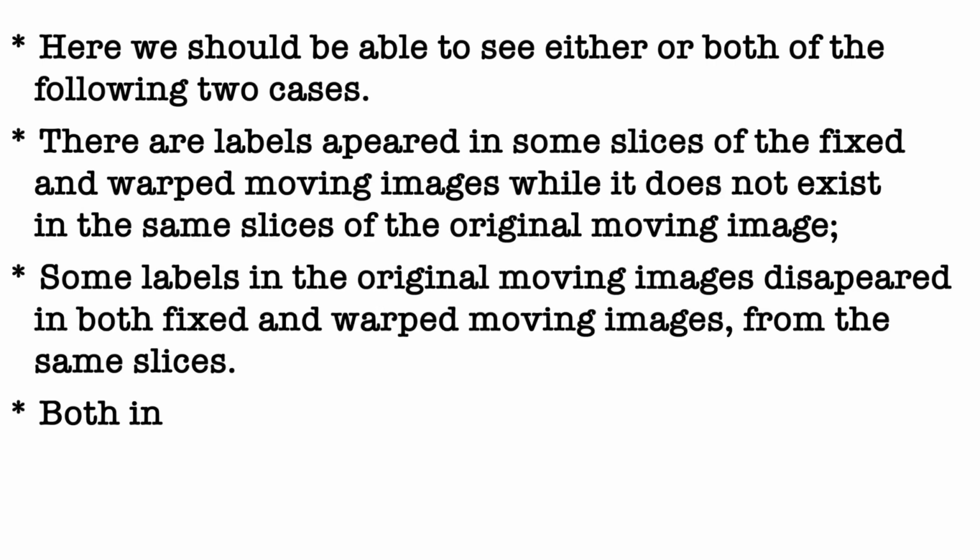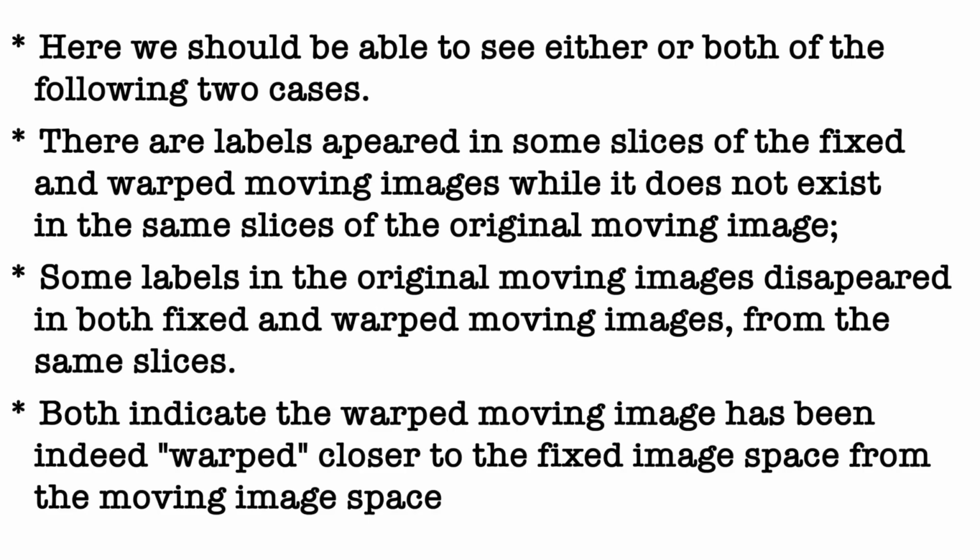Here, we should be able to see either or both of the following two cases. There are labels appearing in some slices of the fixed and warped moving images, while they do not exist in the same slices of the original moving images. Some labels of the original moving images disappear in both the fixed and warped moving images in the same slice. Both indicate the warped moving image has indeed been warped closer to the fixed image space from the moving image.